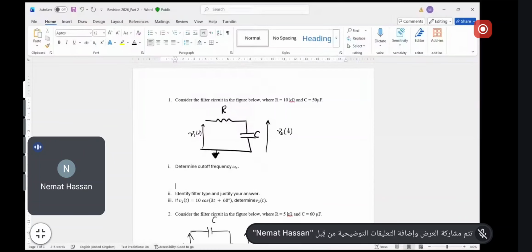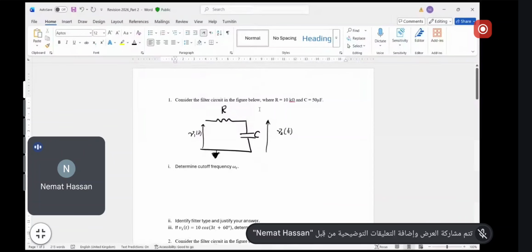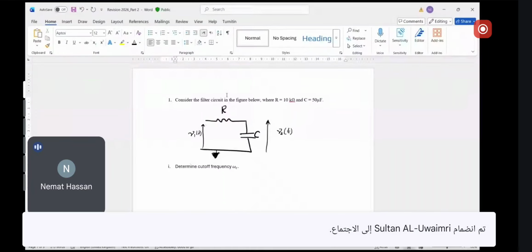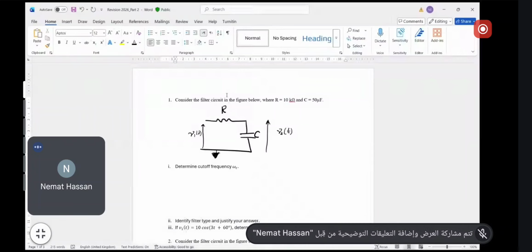Okay, let's start with the first question in part 2, which is: consider the filter circuit in the figure below, where R is equal to 10 kilo ohm and C is equal to 50 microfarads. Can you determine the cutoff frequency omega C? So you're told this is a filter circuit. What is the cutoff frequency of that filter? You're not told what type of filter it is or how to calculate. So in that case, you only know that the output is V2 and the input is V1.